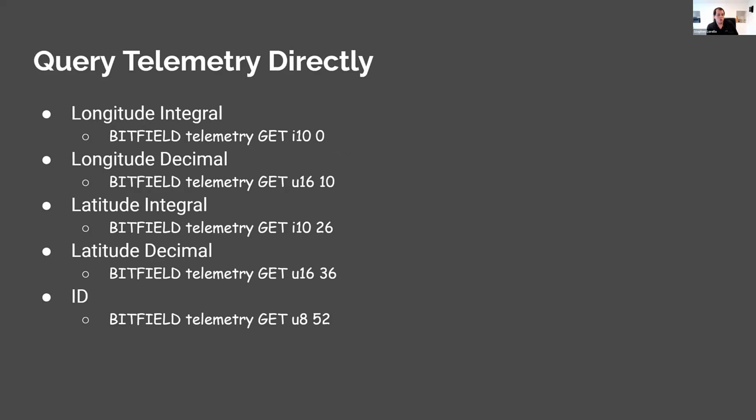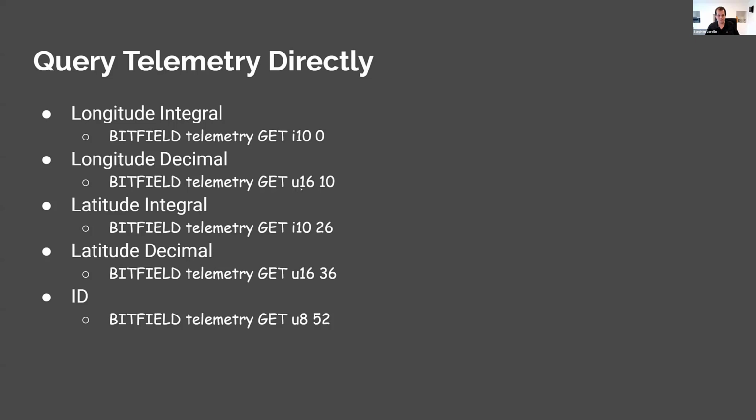So then you can query those different parts of the number directly with the bit field get. For the integral, for longitude, you just go in and say bit field telemetry get I10 0. So starting at offset 0, we're going to pull back, we've defined that, a 10-bit signed integer. We're going to pull back whatever's in there.